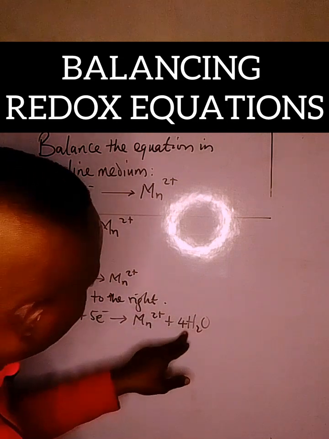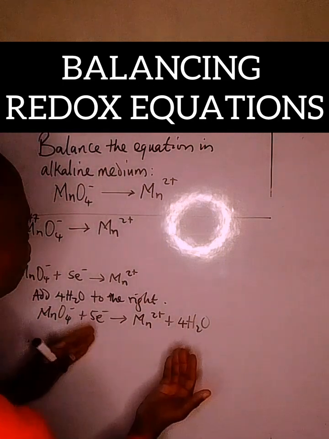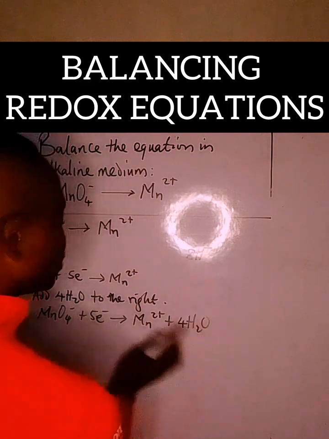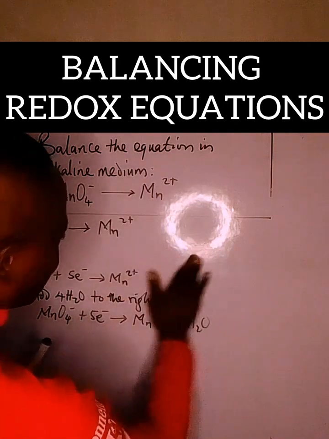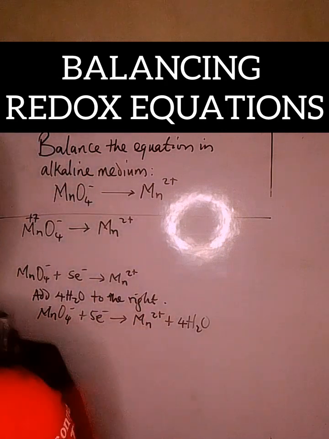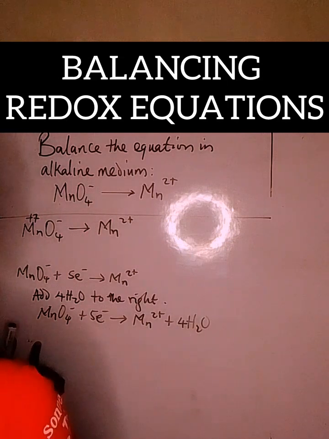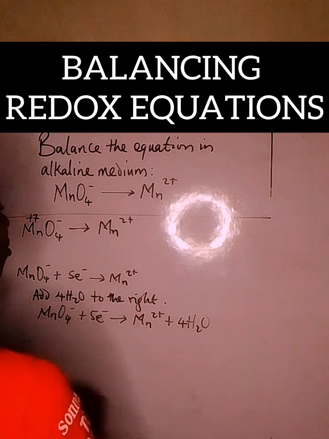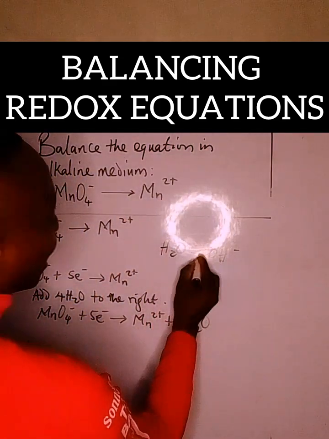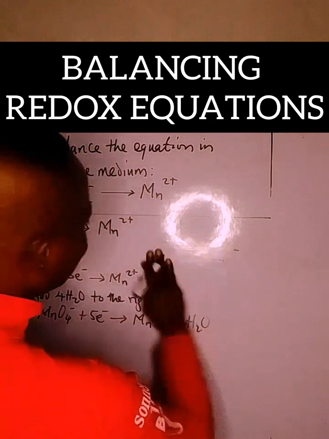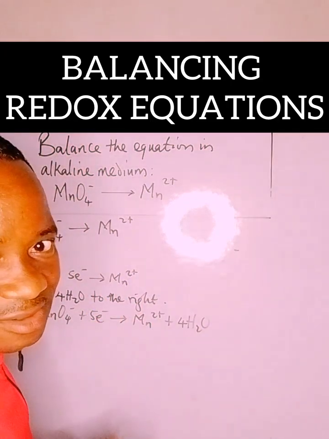Now, to balance hydrogen, there are 4 times 2, 8 hydrogen atoms at the right. You don't add 8H+ to the left, because if you do that, you are showing that this reaction takes place in acid medium. But in alkaline medium, what you add to the left is the equivalent number of water molecules, and you also add the equivalent number of hydroxide ions to the right. You add water to the left and hydroxide ion to the right. So how much water are we adding to the left? We will add 4 times 2, 8 water molecules to the left.